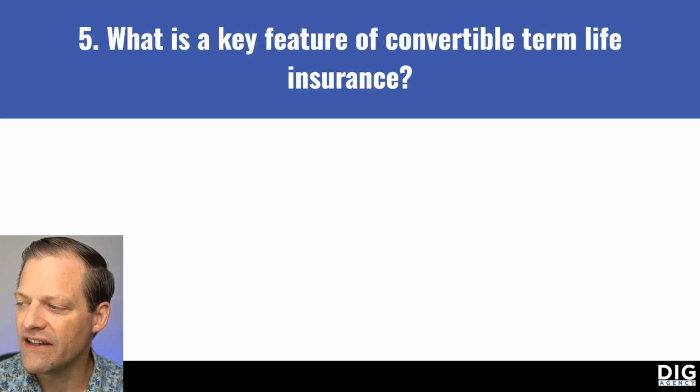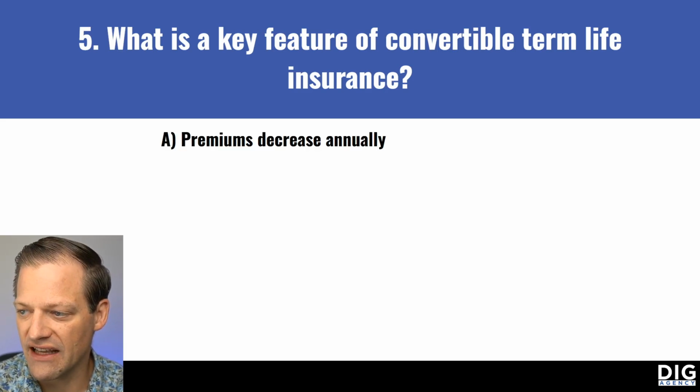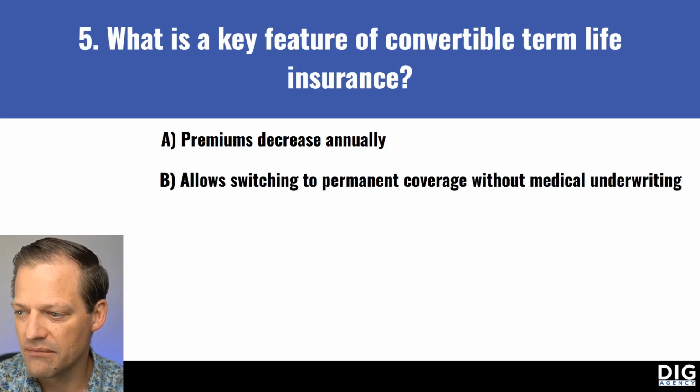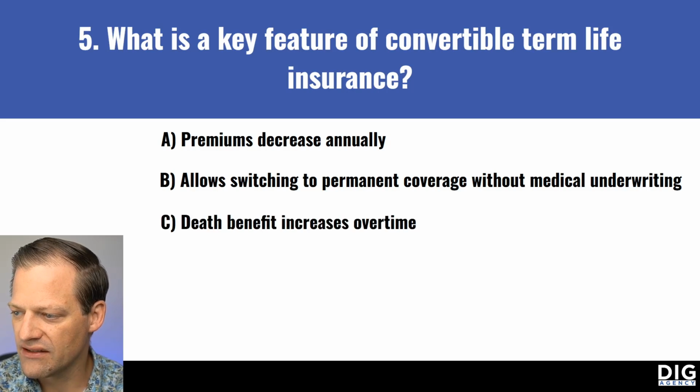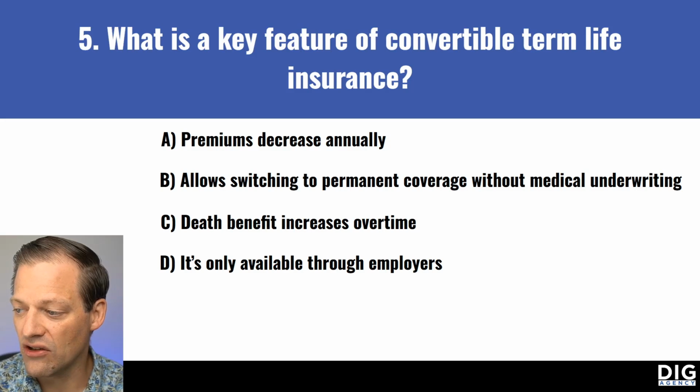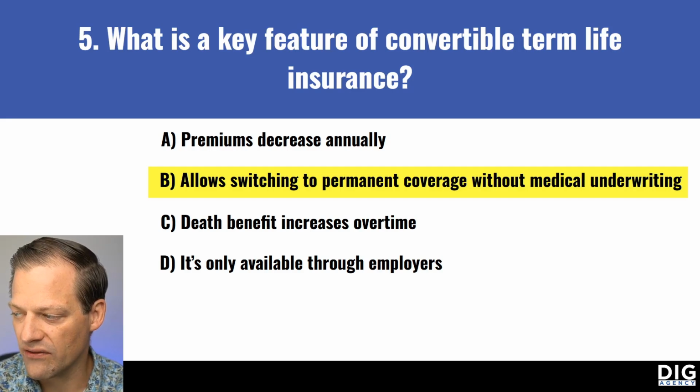What is a key feature of convertible term life insurance? Again, convertible term life insurance. A, premiums decrease annually. B, allow switching to permanent coverage without medical underwriting. C, death benefit increases over time. Or D, it's only available through employers. The answer is B, allow switching to permanent coverage without medical underwriting.